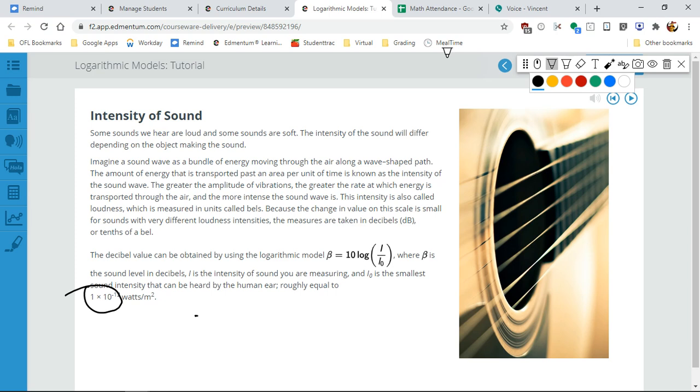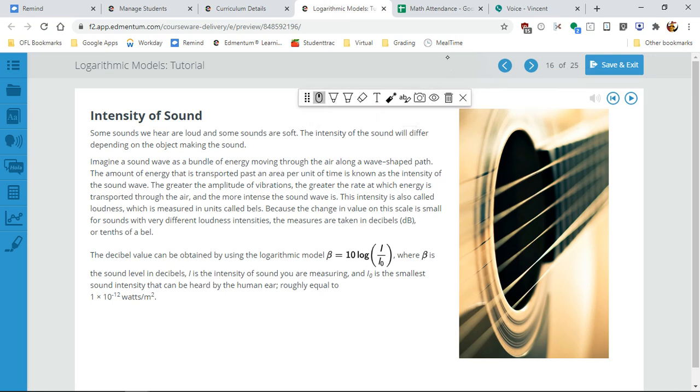But this negative 12 just represents the fact that we have 11 zeros, and this 1 at the end is going to be the 12th digit after the decimal. So that's what we're doing. We're talking about a very, very low-pitched sound. That's the smallest sound the human ear can hear, that many watts per meter squared. So that's what a decibel is. A decibel is talking about watts per meter squared.